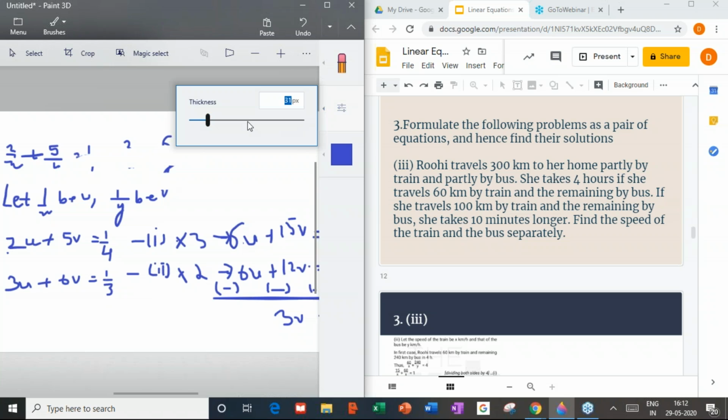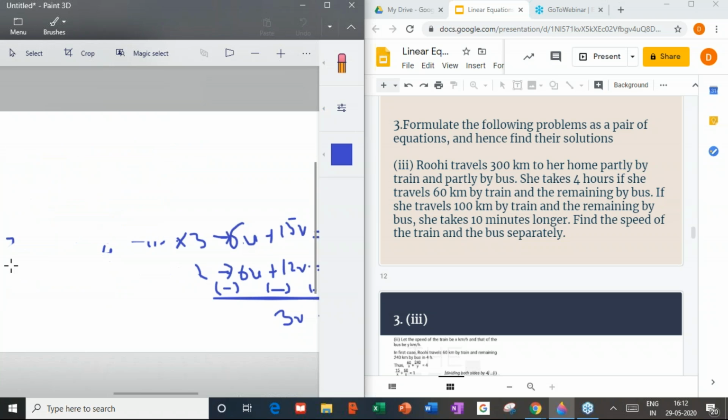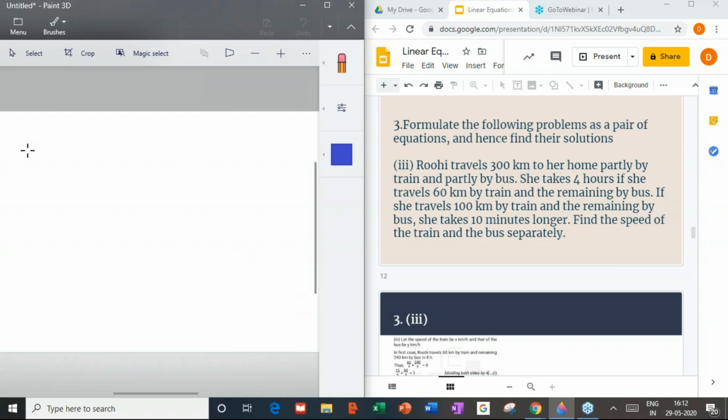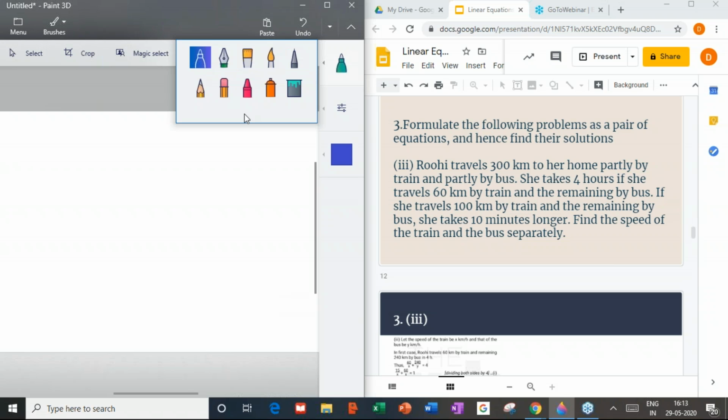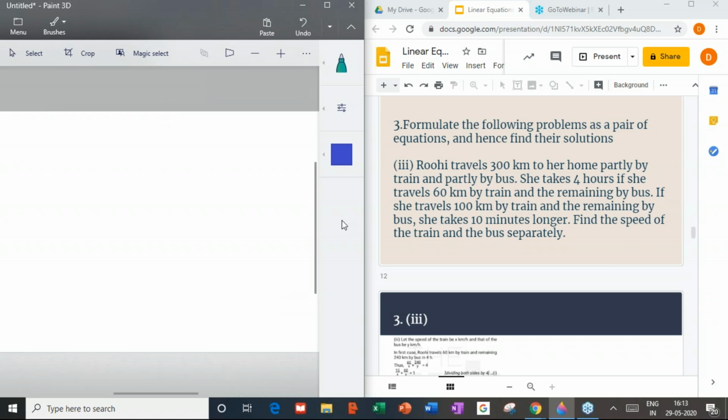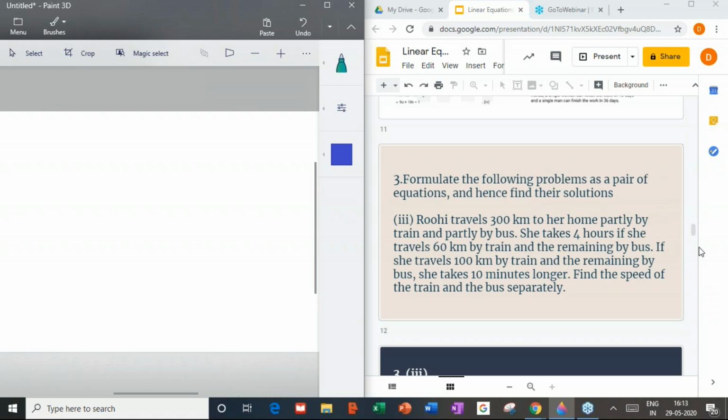Ruhi travels. So this is the one with different distances, different times. How do you solve? So Ruhi travels 300 kilometers to her home, partly by train and partly by bus. She takes 4 hours if she travels 60 kilometers by train and the remaining by bus. And if she travels 100 kilometers by train and the remaining by bus, she takes 10 minutes longer. Find the speed of the train and the bus separately. So what is asked here?